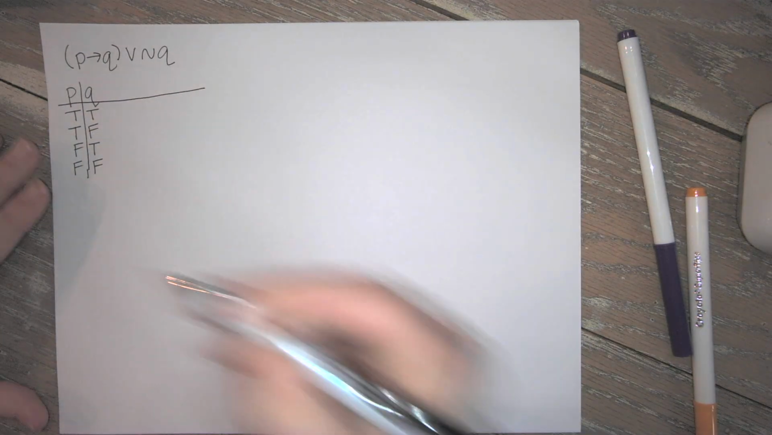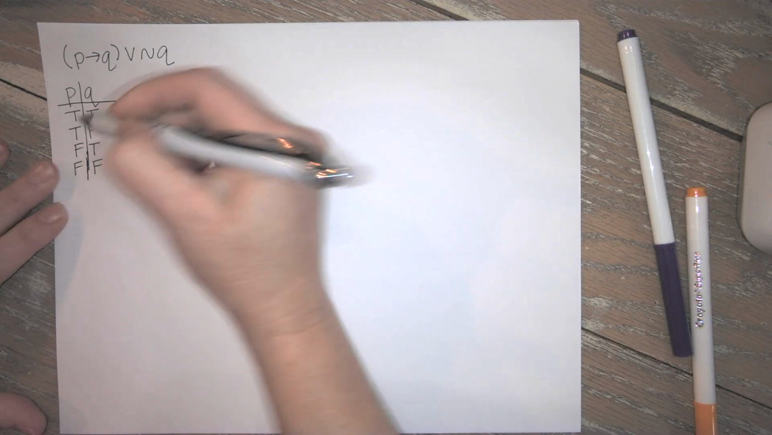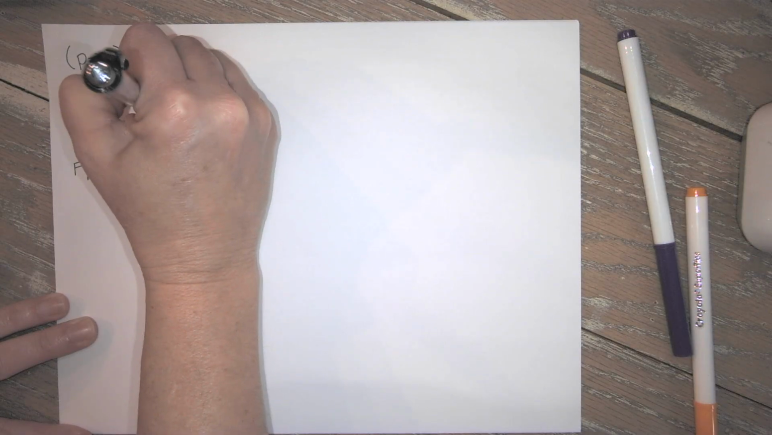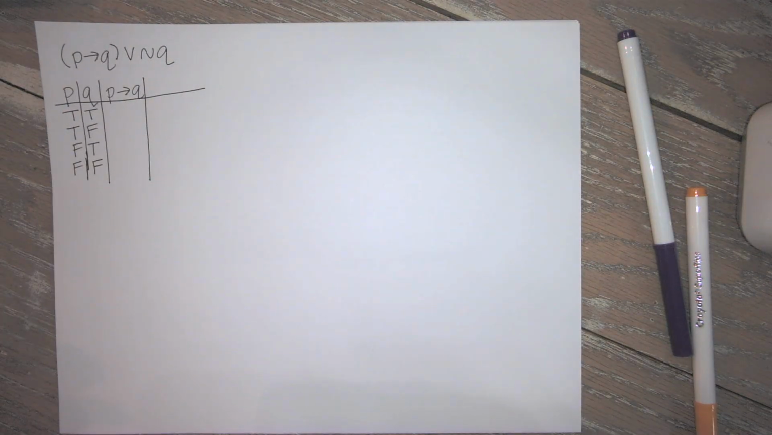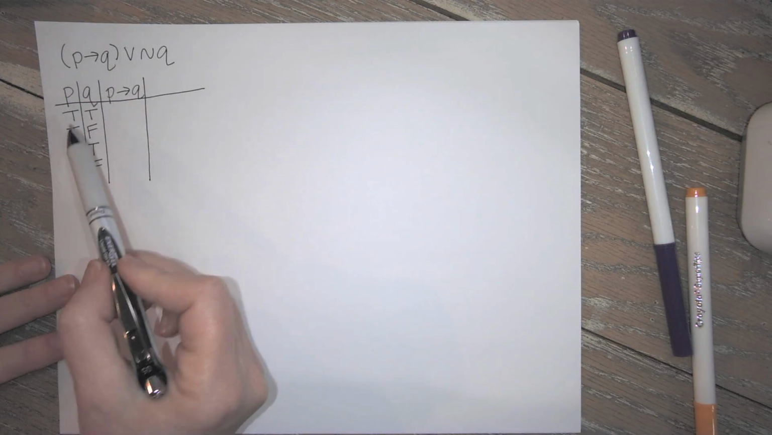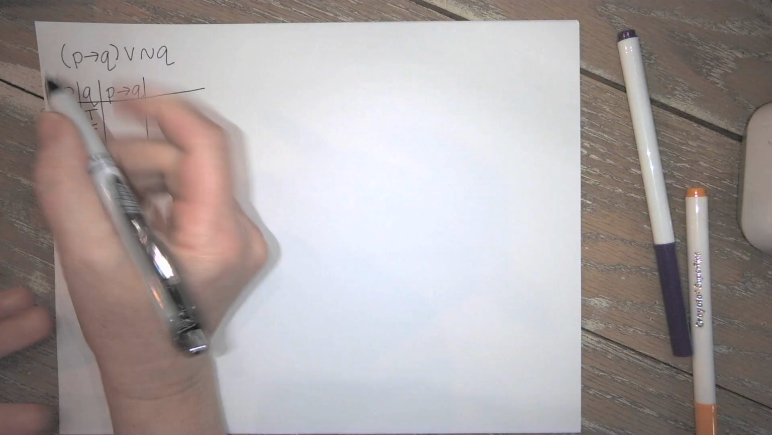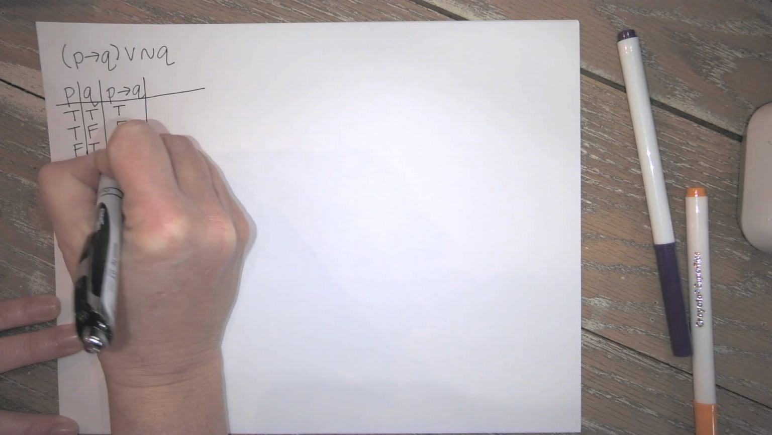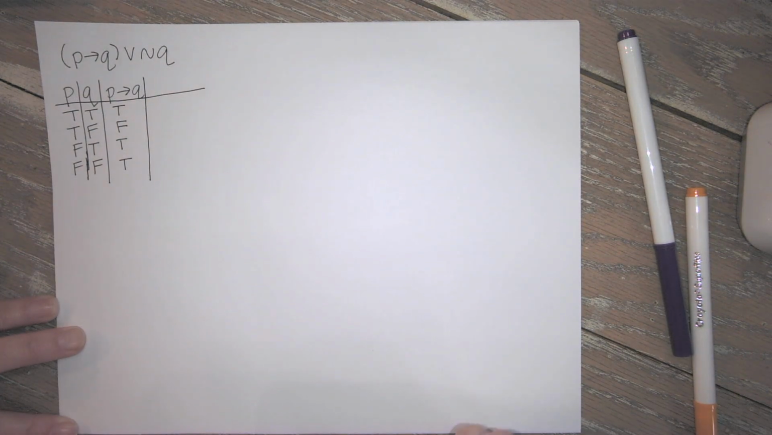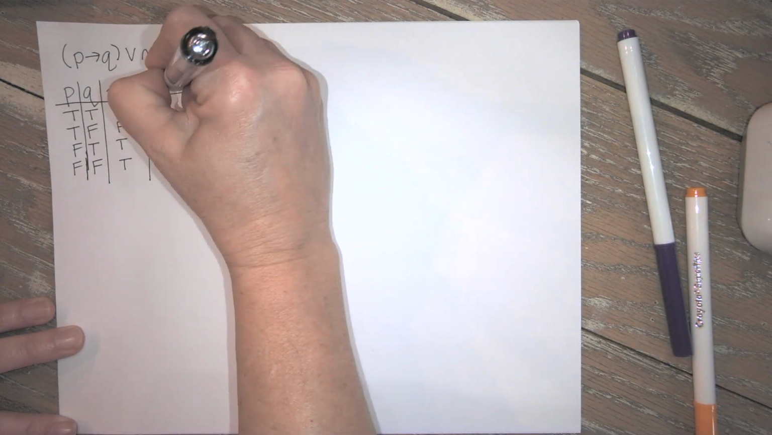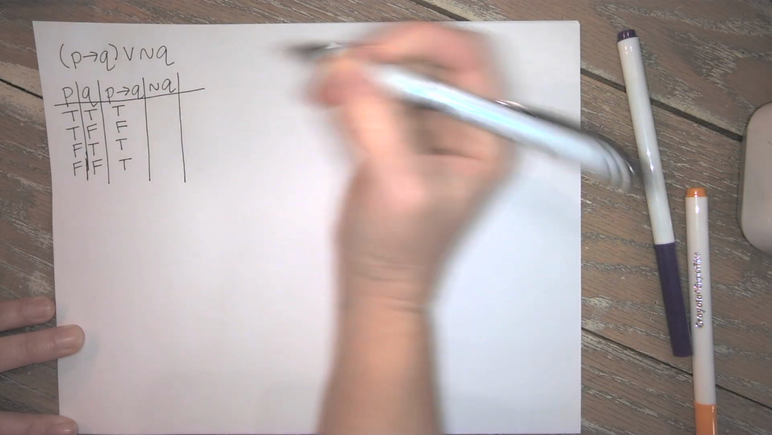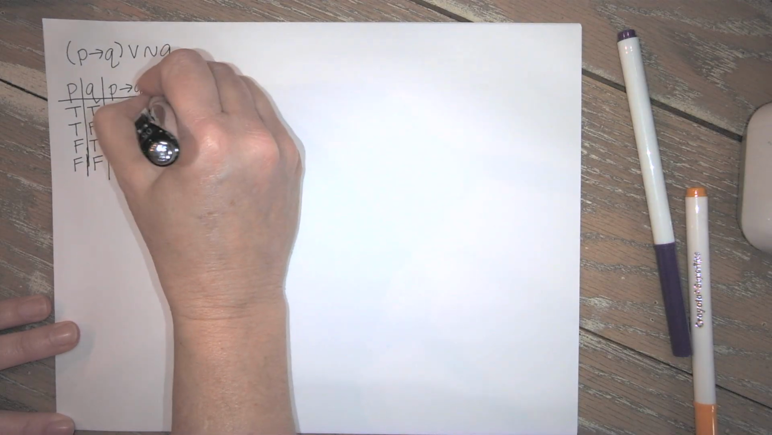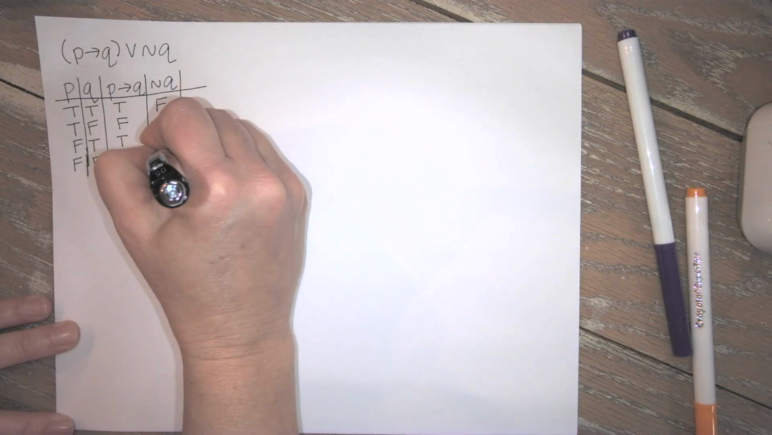All right. Now, I'm going to build my parentheses first, so my conditional statement. If P, then Q. A conditional is only false when the first one's true and the second one's false. So it's right here. That's the only time it's false. Every other time it will be true. Now, before I can build my final statement, I need a not Q column where I go back and negate the truth values of Q. So that's going to be false, true, false, true.